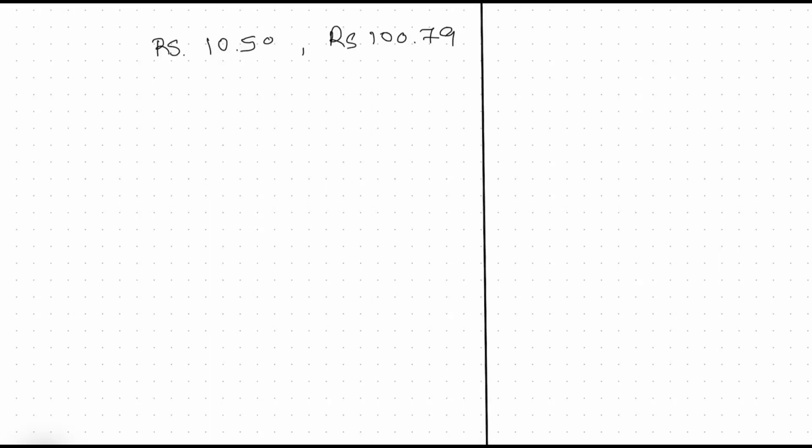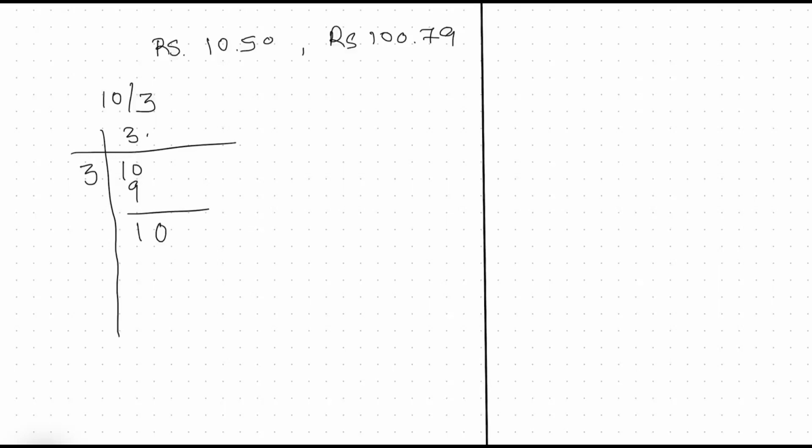Now, think of a number, let's say 10 by 3, and let's say we divide 10 by 3, so you get the decimal expression, and so on and so forth, and this basically continues, right? Now this 3.333 is called the decimal expression of 10 by 3.